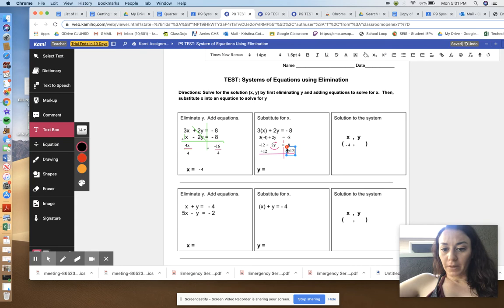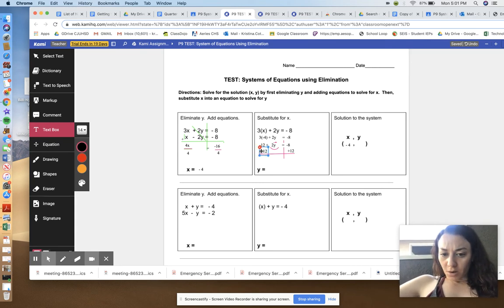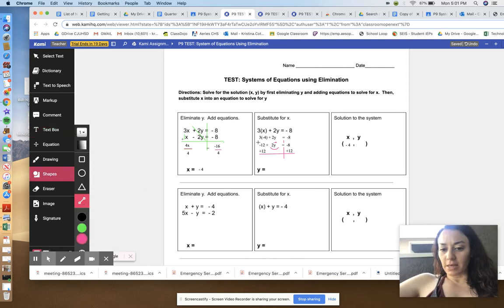Okay, perfect. Now, if you want to move it over, you can line it up, make it cute. It's just up to you. Again, we're not really looking for perfection. It's a little more interactive this way. Okay, -12 and +12 make 0, so I go back to my shapes, go to a line and say they make 0.